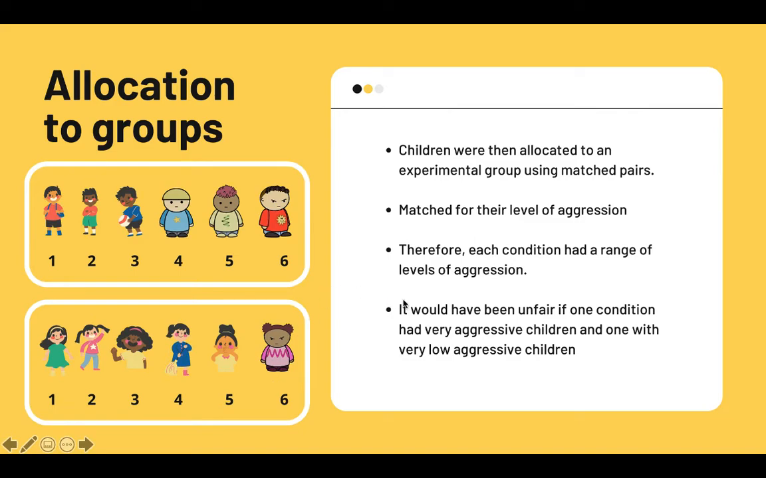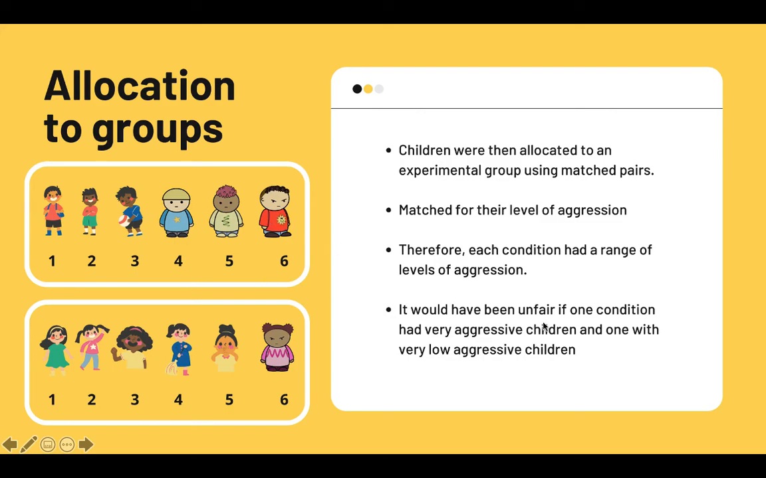Therefore each condition had a range of levels of aggression. For example, this is one group. It has someone who is rated as 1, 2, 3, 4, 5, 6. So in this group, there's a variety of levels of aggression, from the least aggressive to the most aggressive one. Okay, why do we do this?